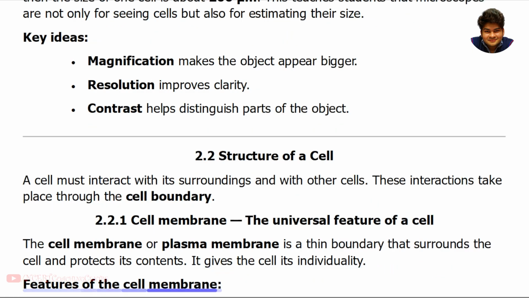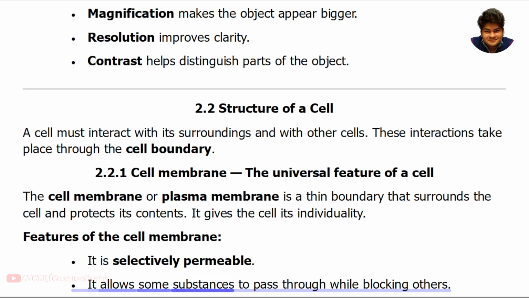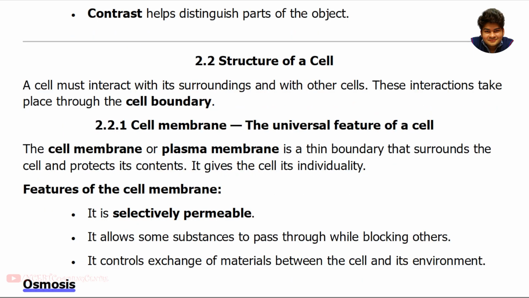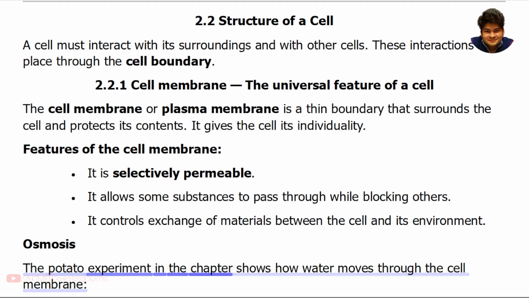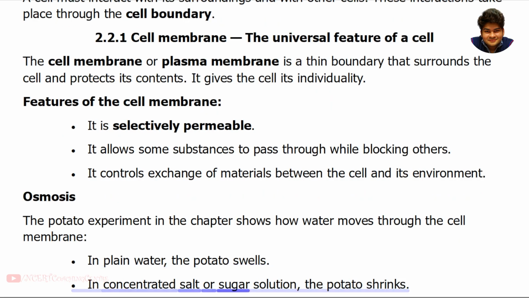Features of the cell membrane. It is selectively permeable. It allows some substances to pass through while blocking others. It controls exchange of materials between the cell and its environment. Osmosis. The potato experiment in the chapter shows how water moves through the cell membrane. In plain water, the potato swells. In concentrated salt or sugar solution, the potato shrinks.